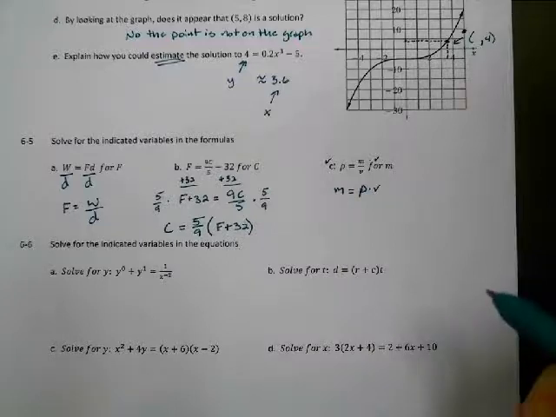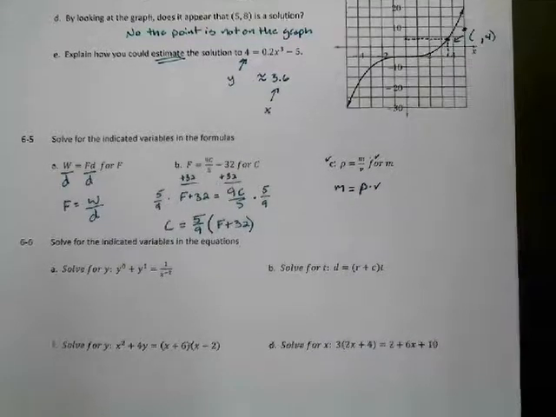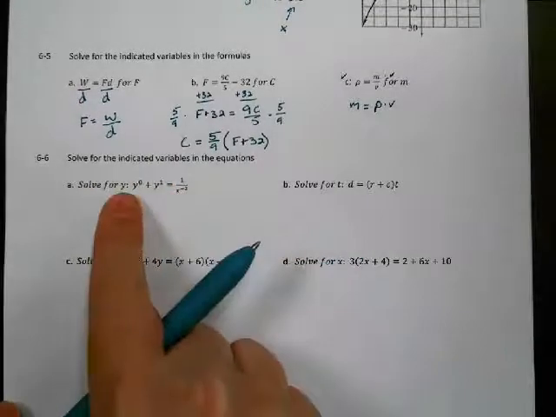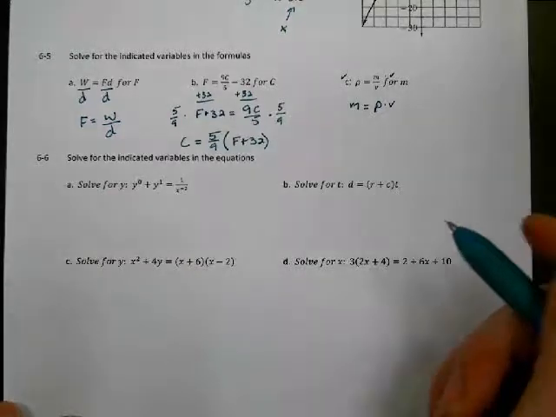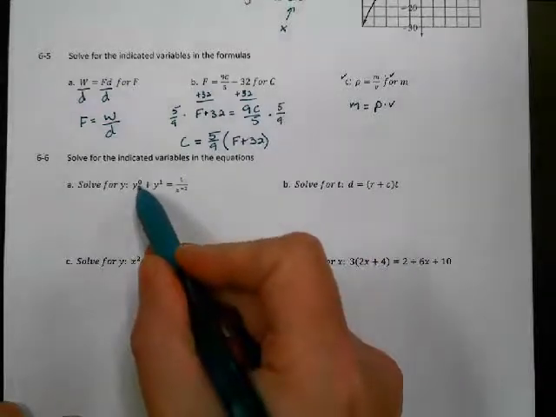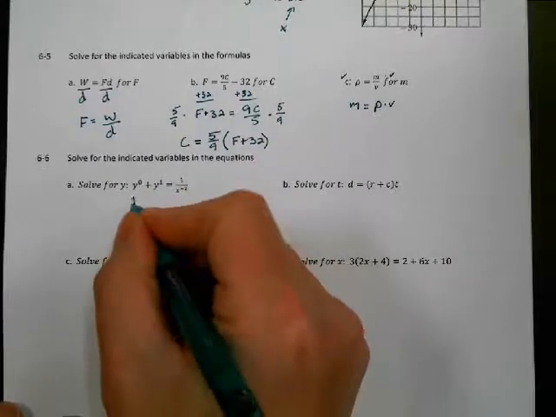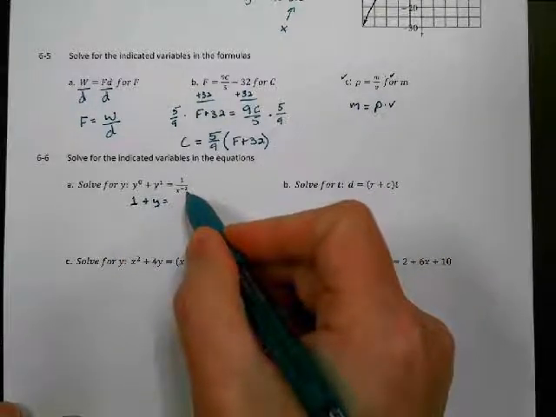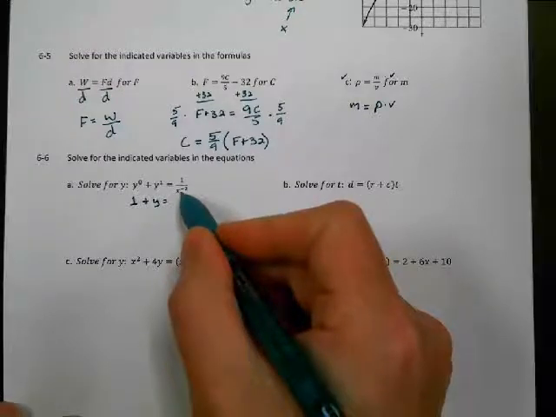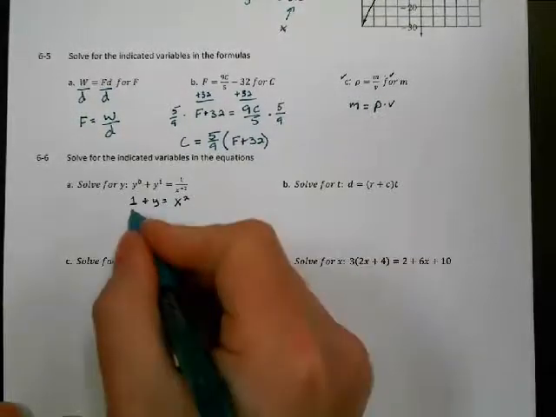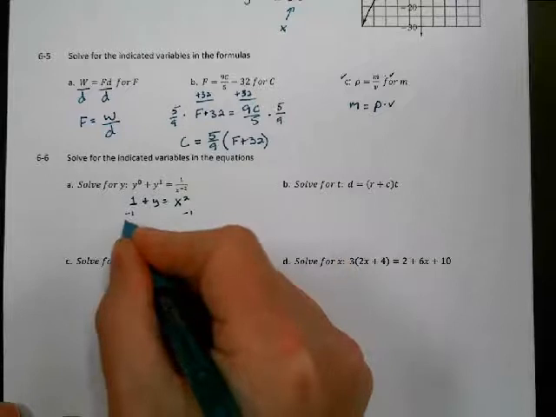All right, last one. Solve for the indicated variables in the equations. We want to solve for y. Well, let's look at this first. I think we can simplify a little bit of this. Here we got y to the 0 power, and we should know by now that anything to the 0 power is 1. And over here, I've got a negative 2 exponent. So that means that I can change that to x to the second. And now to get y by itself, all I have to do is subtract 1 from both sides. And I get y equals x squared minus 1.